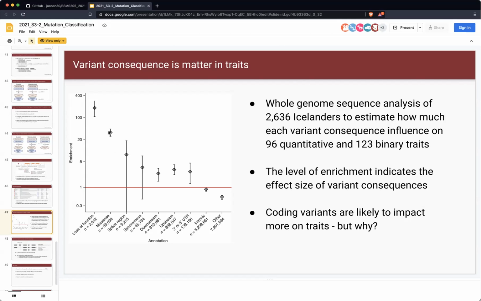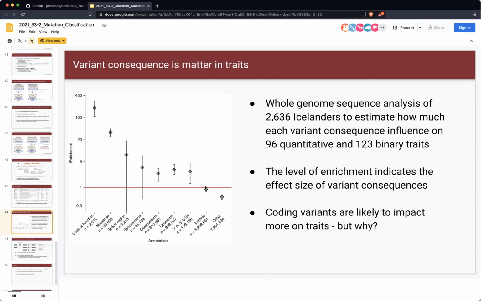And the missense mutation, which is a change of one amino acid, does some. And splice region variants also change some protein sequence as well. But other non-coding mutations or synonymous mutations don't do a lot, right? So they have less impact on the trait values.